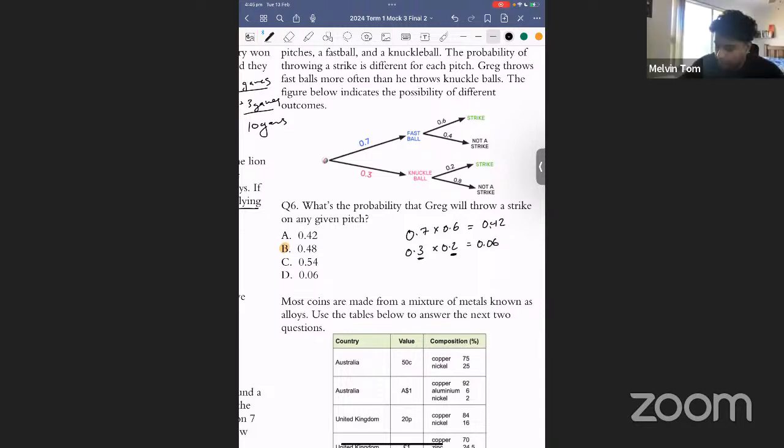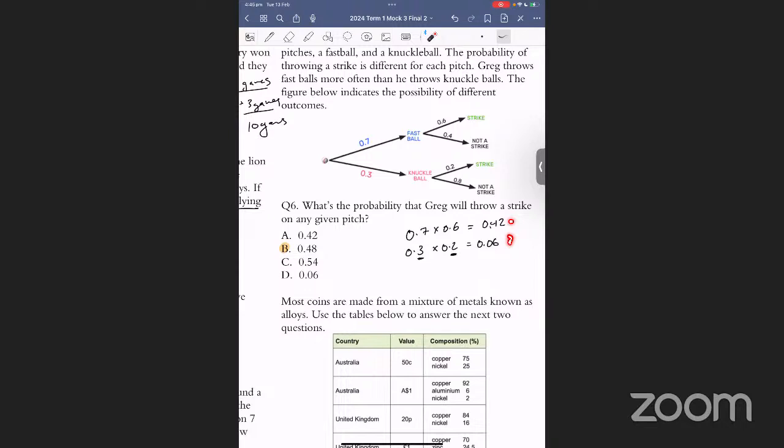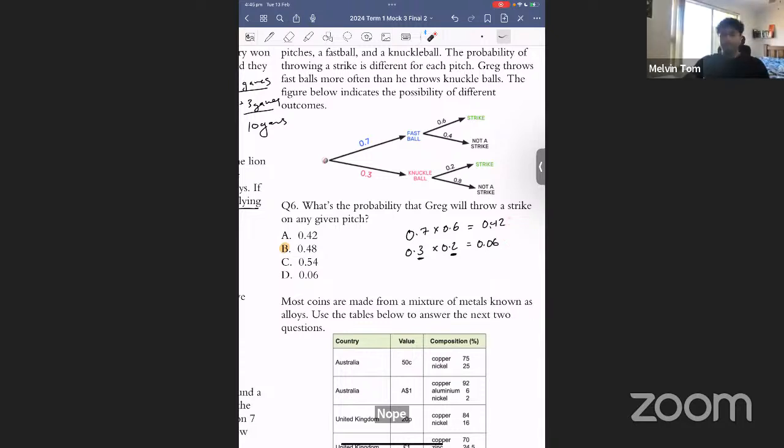So the probability of getting a strike on a fastball is 0.42, and the probability of throwing a strike on a knuckleball is 0.6. And now the question is asking, what's the probability that you could throw a strike either way? So it could be a fastball or a knuckleball. If it's a fastball or a knuckleball, do we add or multiply? Add. I'll give you a hint.